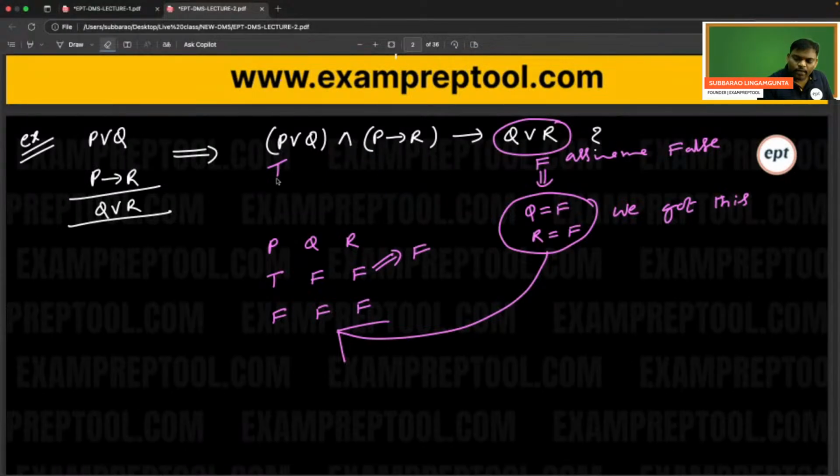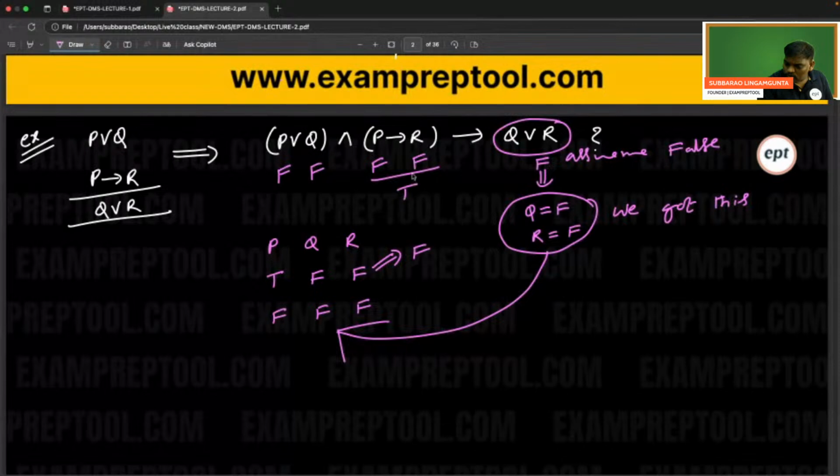I am trying the second possibility. What is the second possibility? P false, Q already false. P false, R already false. False, false, true. False or false is false, and false and anything is false. So finally, by assuming the right side false, I prove the left side also false.